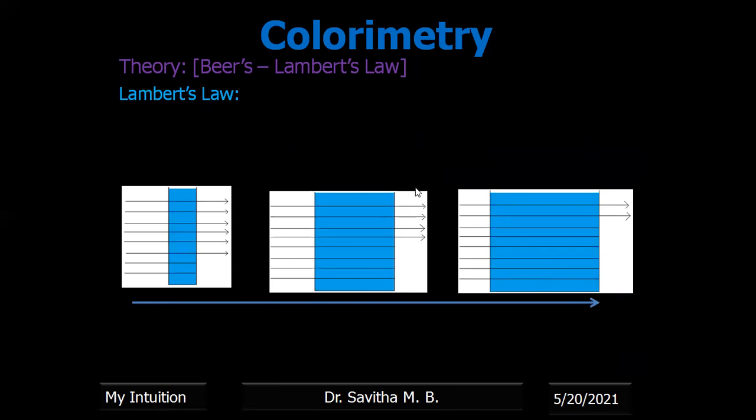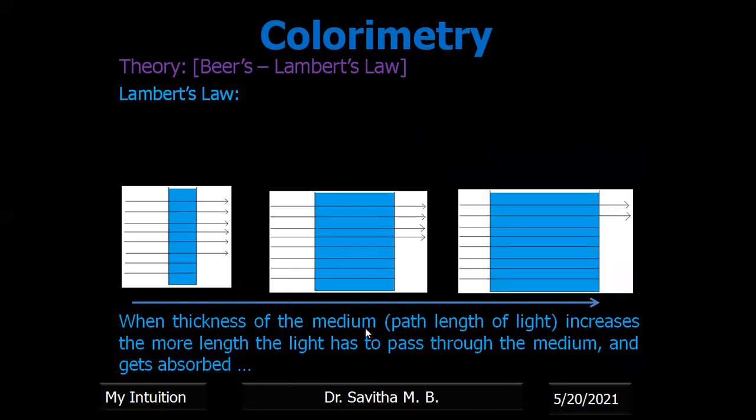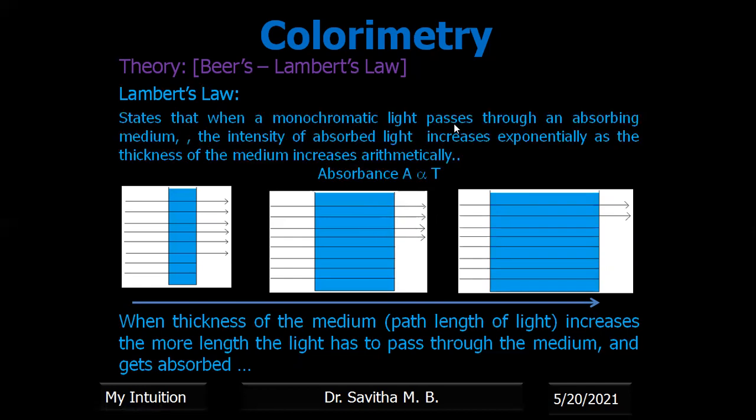That means as the thickness of the medium, that is the path length of the light, increases, the absorbance also will be more. Okay. Absorbance is more because the number of ions also increases. And Lambert's law is defined as, when a monochromatic light passes through an absorbing medium, the intensity of the absorbed light increases exponentially as the thickness of the medium increases arithmetically. That means absorbance is proportional to the thickness of the medium.